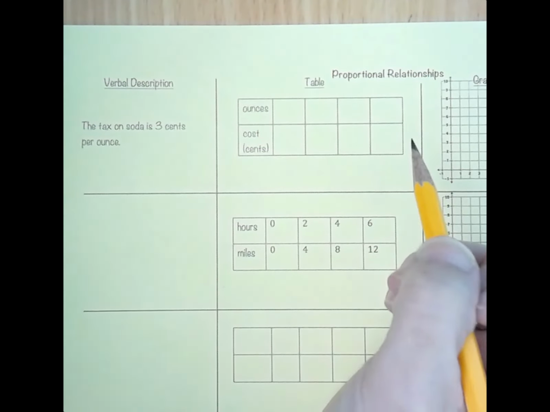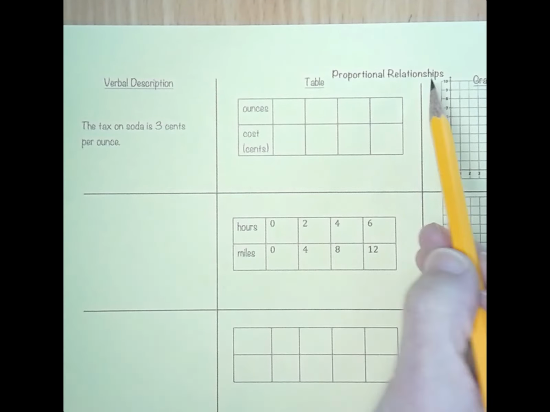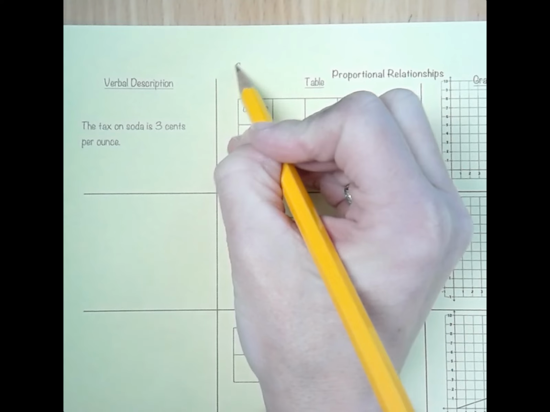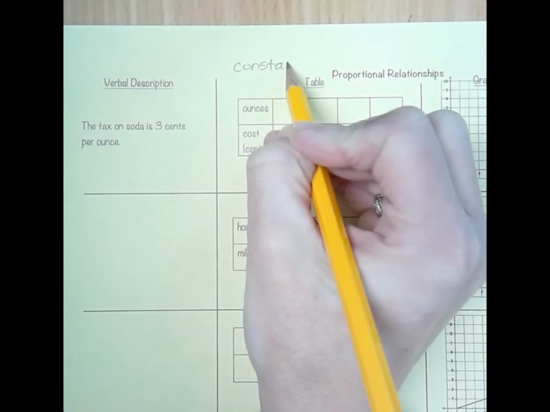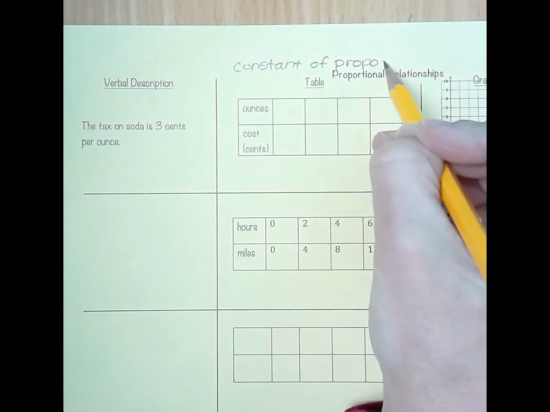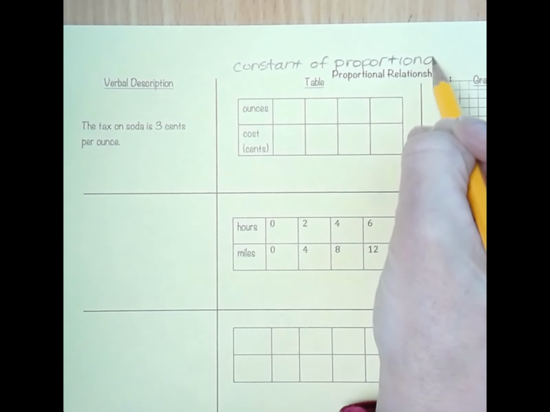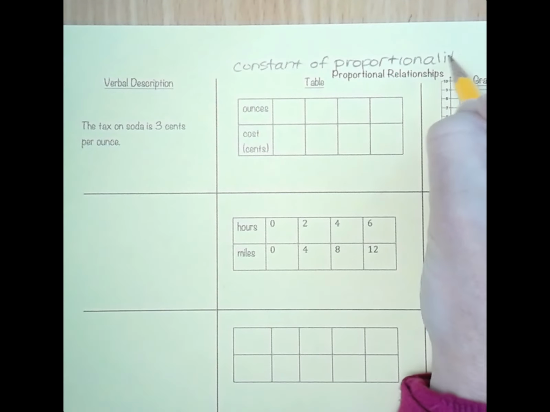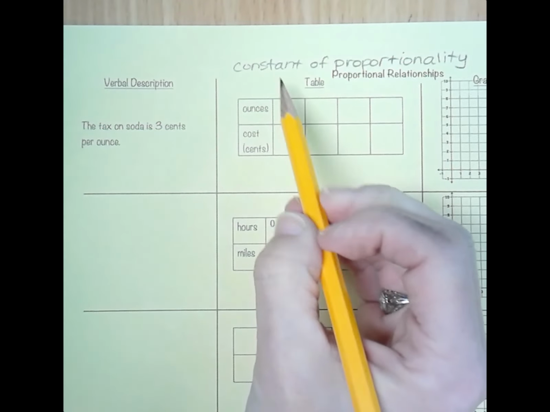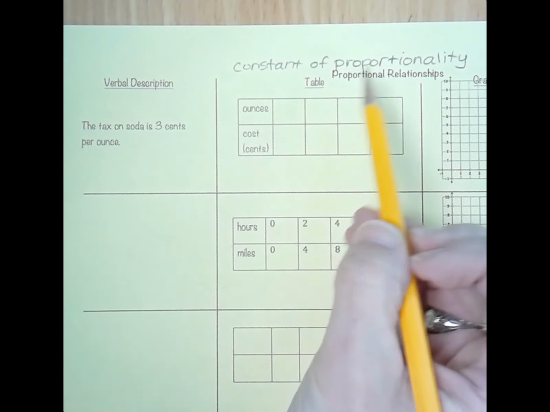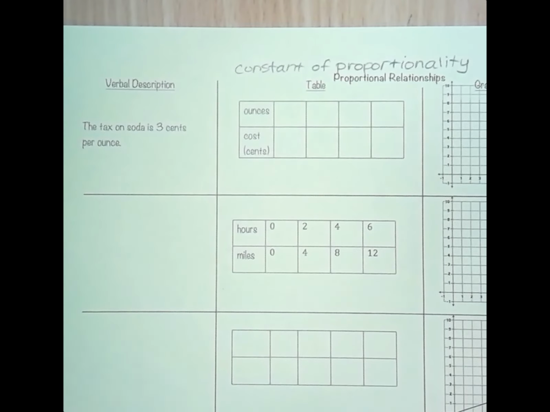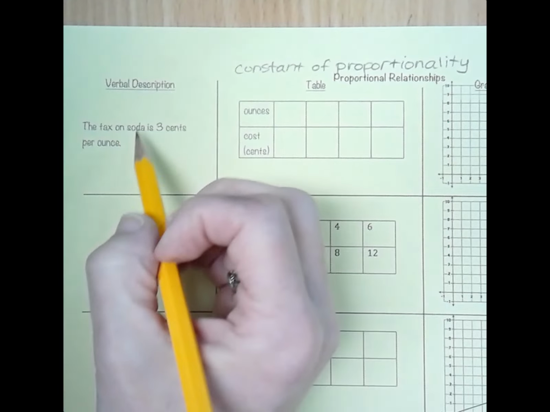Okay, we have been talking a lot about proportional relationships. Today, I want to focus in on something called the constant of proportionality. I want you to be able to identify how to find the constant of proportionality from a verbal description, from a table, from a graph, and then we're also going to look at some equations. So let's start with the first one.